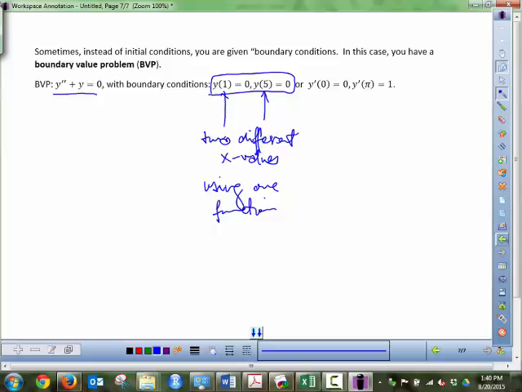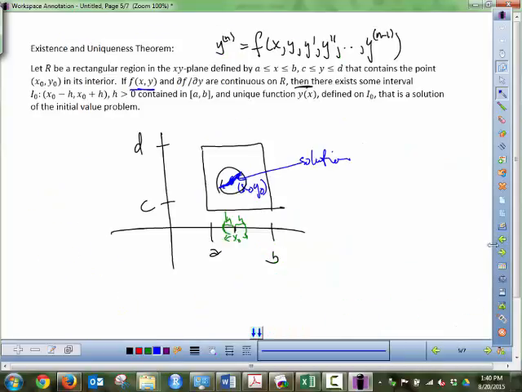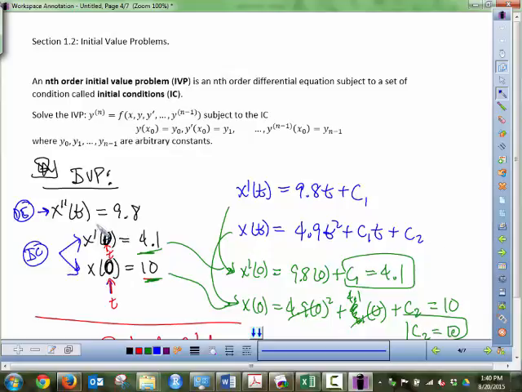Just a quick reference back. I'll come back to that page. But our IVP has an initial condition for the original function and as many derivatives, one less than the original order of the differential equation. And furthermore, it's using the same x value for those initial conditions.